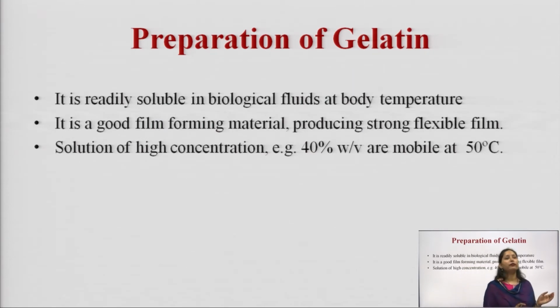It is a very good film forming material, and it produces a strong flexible film. Solutions of high concentration, for example 40% weight by volume, are mobile at 50 degree centigrade. So, even at a high concentration of 40% weight by volume, it is still in solution form at a temperature of 50 degree centigrade. So, these are the properties of gelatin.